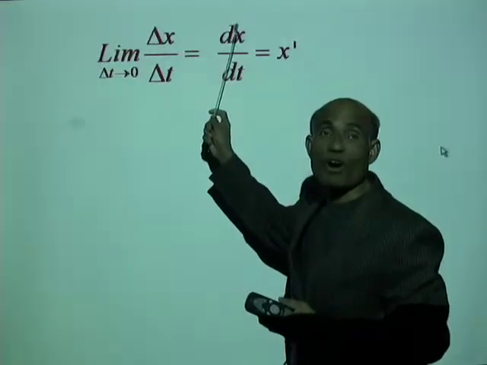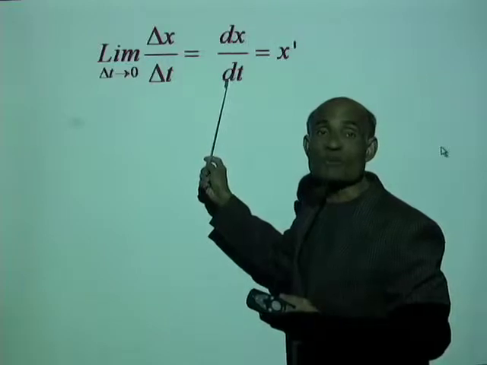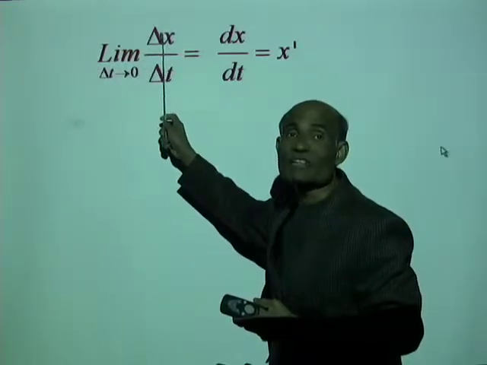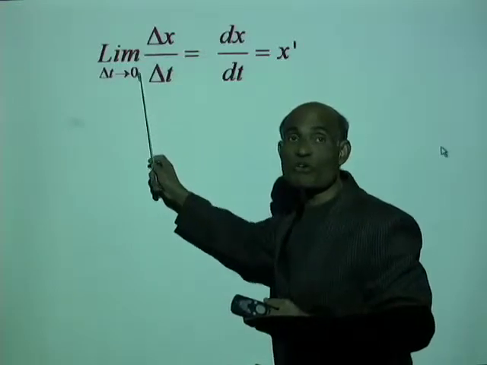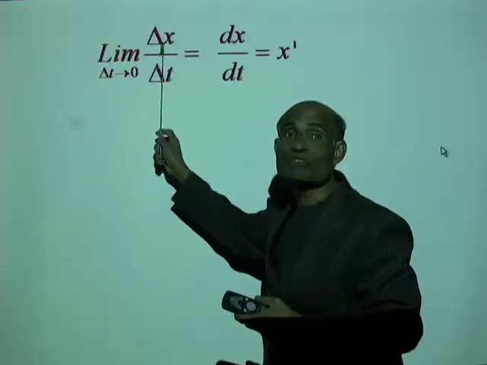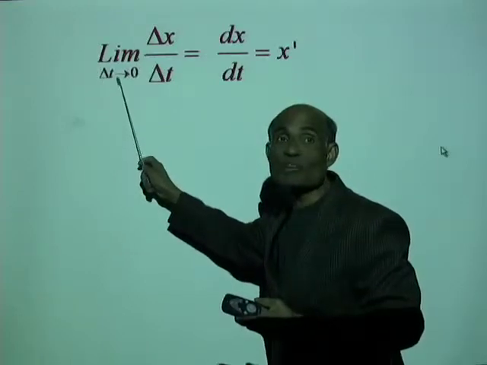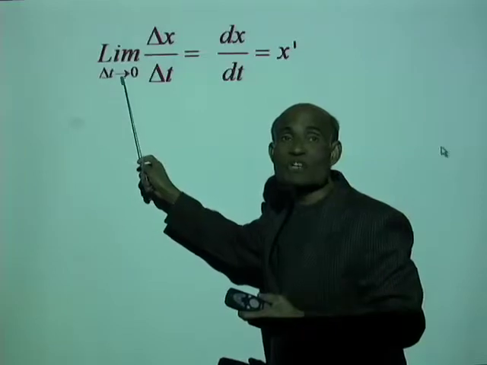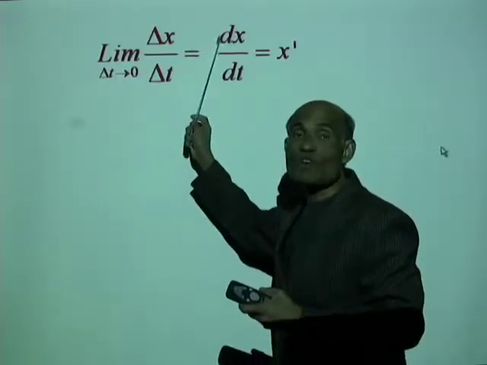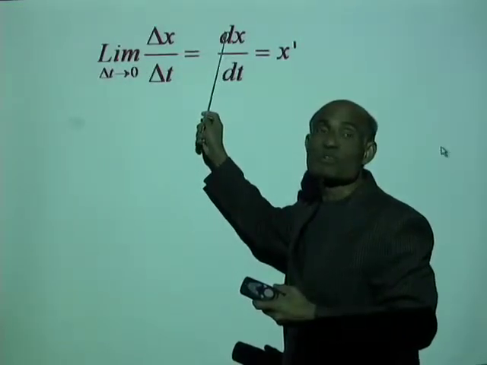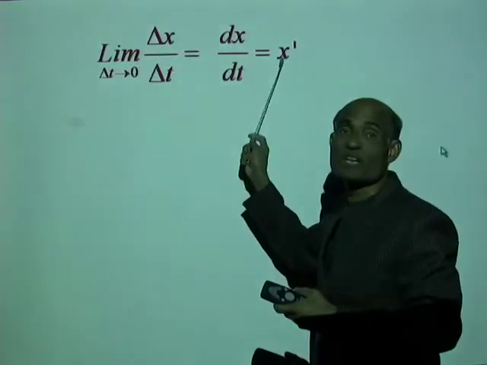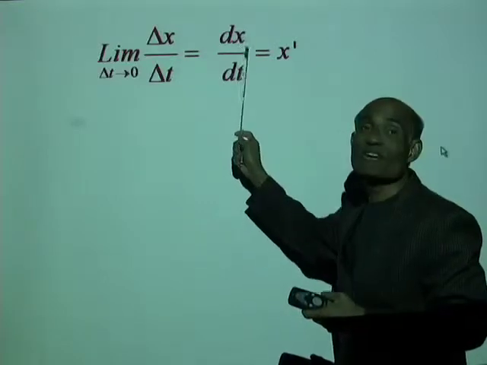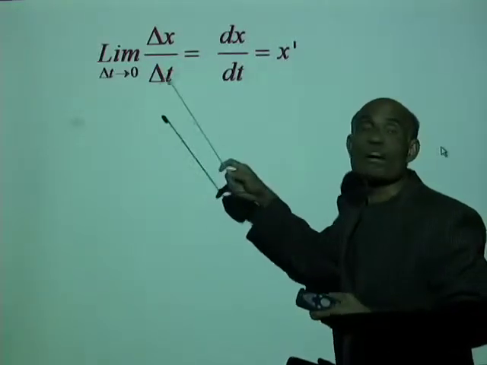All right, let's now look at the symbols that we use one more time. The derivative of x with respect to t, what is the definition of that? It's the limiting value of delta x over delta t. Delta x over delta t is the average rate of change in an interval delta t. The limiting value of that when delta t approaches 0 is called dx by dt, the derivative of x with respect to t, and we represent that by x prime. In other words, dx by dt is the same as x prime.